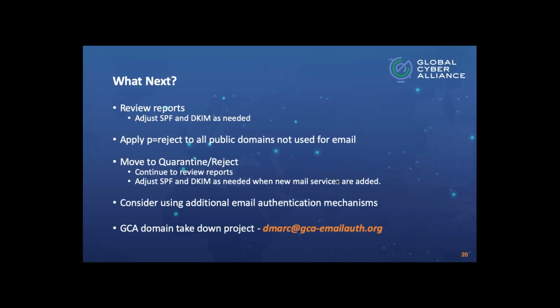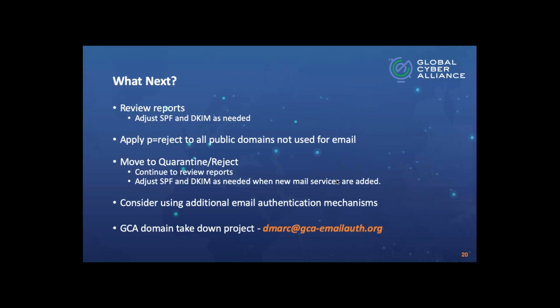Also, if you have public domains that aren't used for email, start off with a reject. Go protect those right now. There's no reason to wait for those. Implement it, put it into place, put in a policy of reject, and create that blank SPF record, right? v=spf1 -all. Create that, because at least those are being protected, and those aren't going to be used in any spam or phishing type campaigns. And then consider using additional authentication mechanisms.